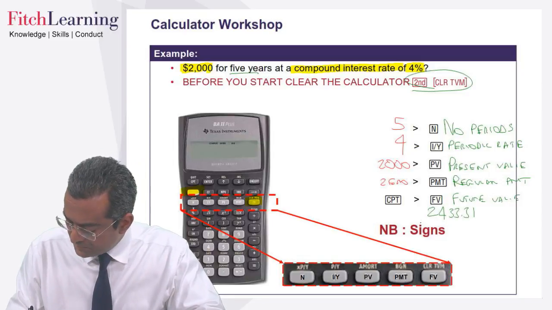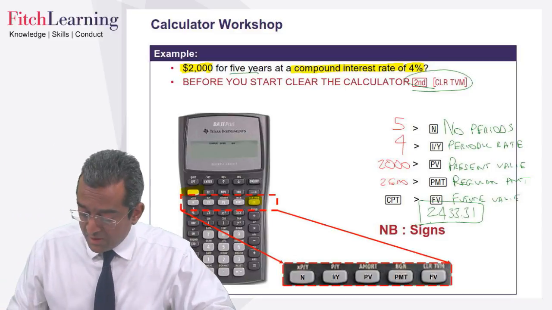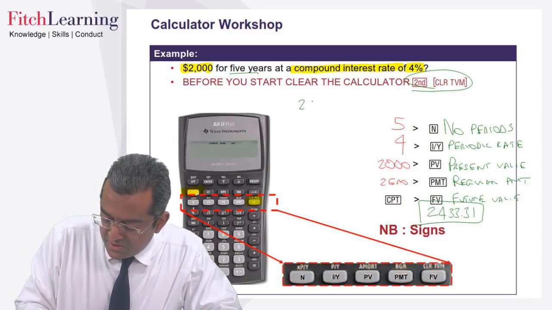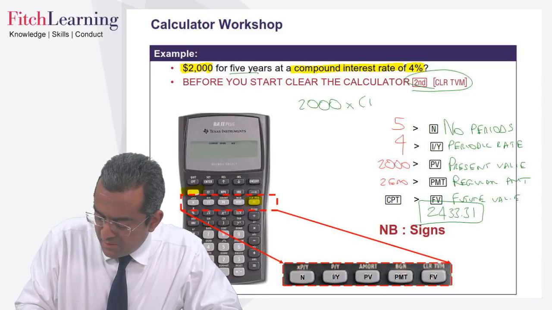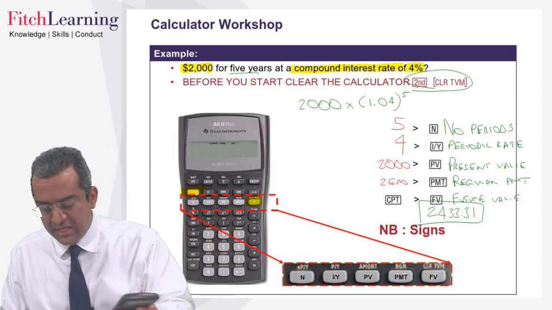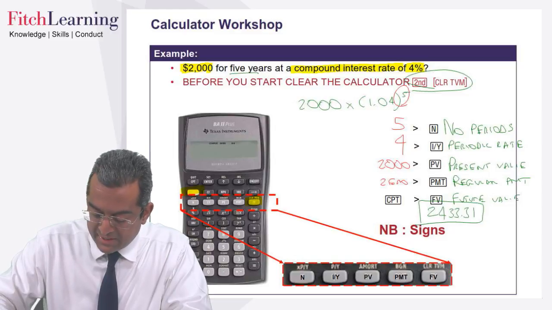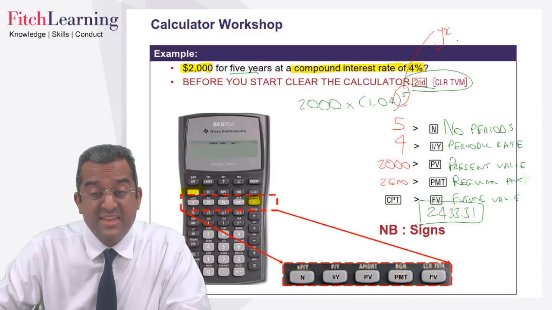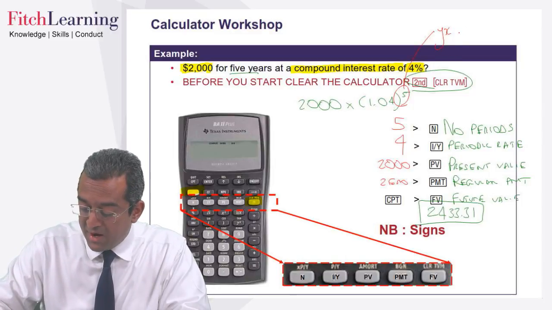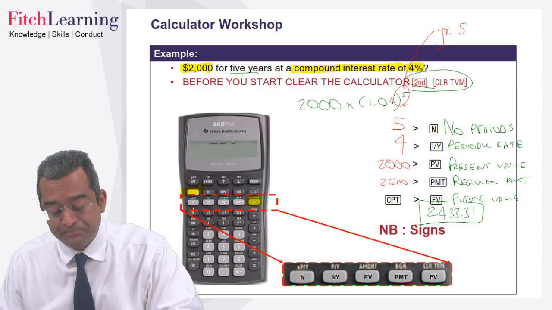2433.31. Now that's right. We could, of course, have just done 2,000 multiplied by 1.04 to the power 5. We could have just done that manually. And by the way, if you want to access the power button on the calculator, you just press the Y to the X button. You say Y to the X and 5, of course, for that. So you could have done it manually.